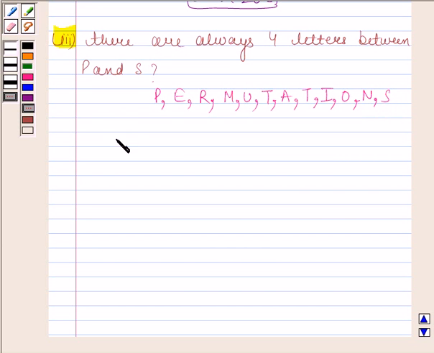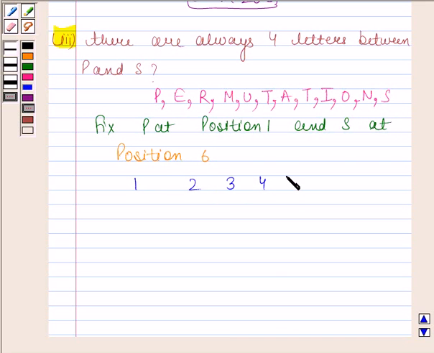Now, first, we will fix P at position 1 and S at position 6. As we have 12 letters, we will have 12 positions, that is 1, 2, 3, 4, 5, 6, 7, 8, 9, 10, 11 and 12. Now we have fixed P at the first position and S at the sixth position, so that there are four letters in between P and S.